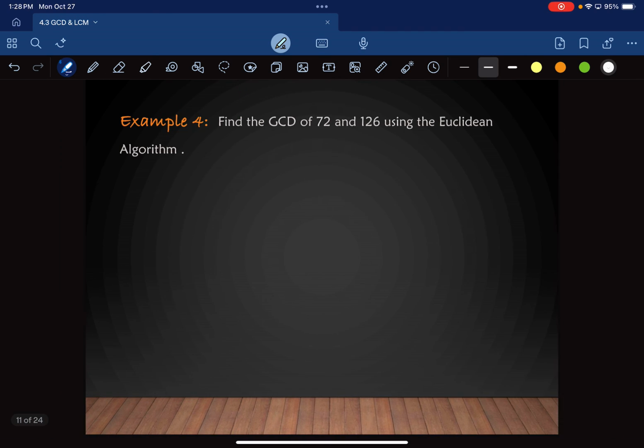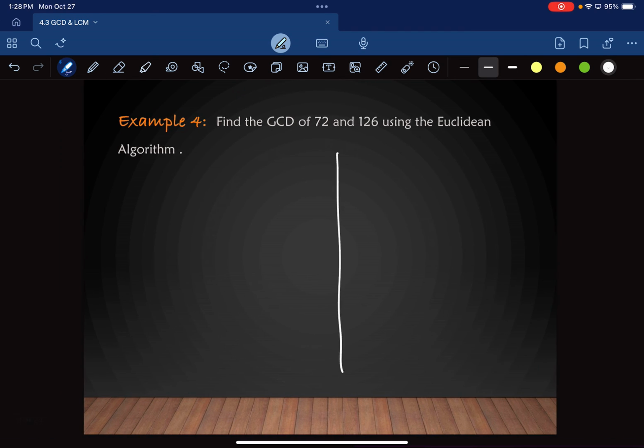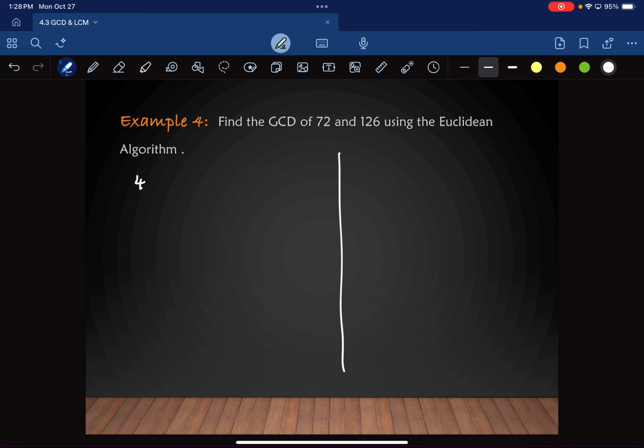Okay, while I understand that this problem says 72 and 126, let's do 400 and 360 first. We're going to divide the bigger number, 400, by the smaller one, 360. How many times does 360 go into 400? Don't go overthinking this. Once, you bet. 1 times 360 is 360, and if I subtract, I get 40.